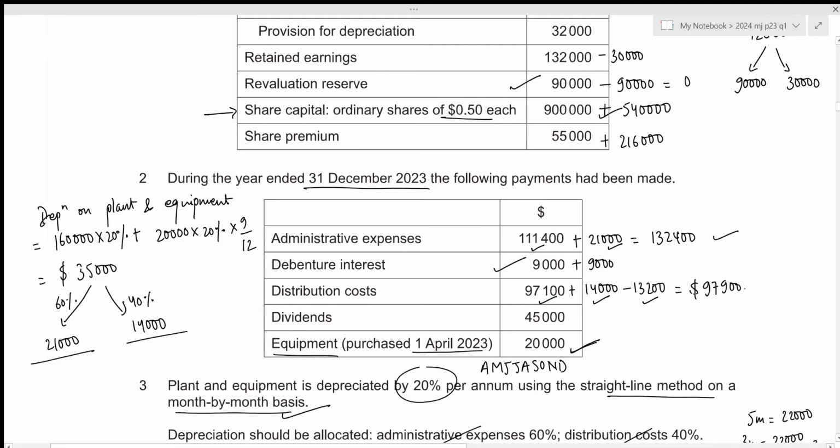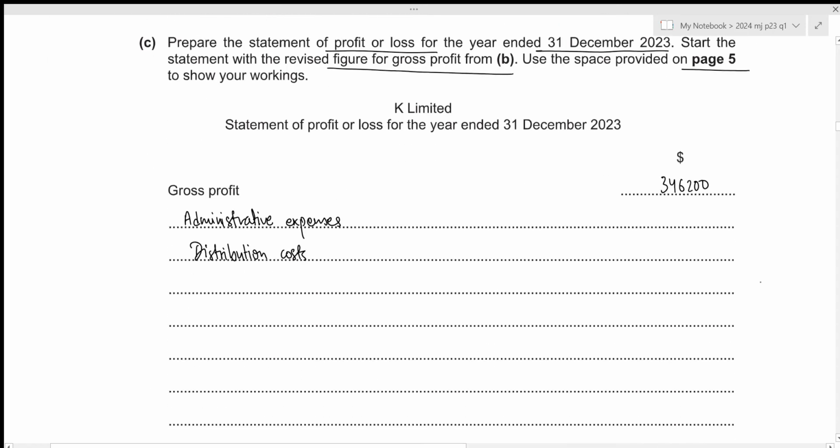Let's write these two values. So for administrative expenses, that was 132,400. For distribution costs, that was 97,900. Now, after subtracting these two, we can get our profit from operation. That will be 346,200 minus 132,400 minus 97,900, which results in 115,900.